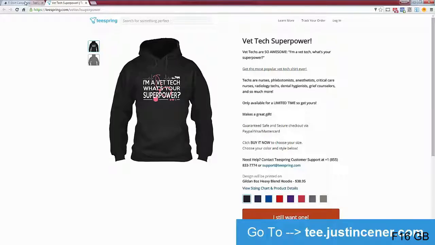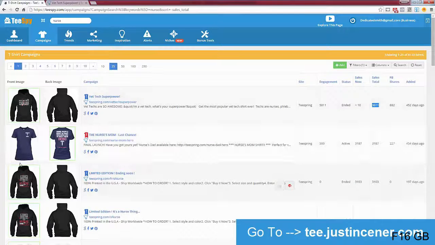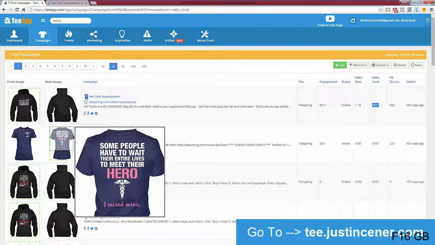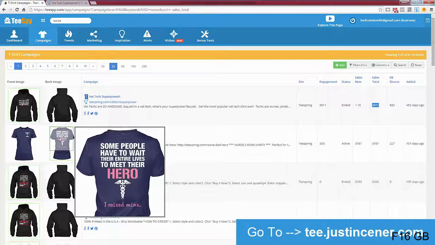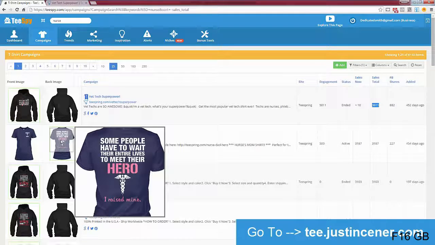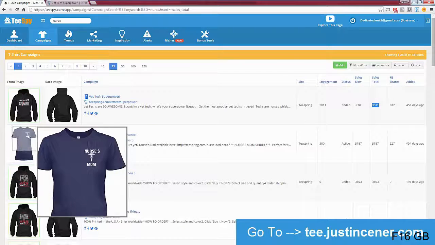And this is just one shirt, right? You're going to find tons and tons and tons of inspiration. So let's just look at other ones, right? Here's a big example of applying one popular saying that says 3,000 shirts sold. I know that this is not the original of this saying. Some people have to wait their entire lives to meet their hero. I raised mine. So it could definitely be someone like a nurse's mom. So here's a great shirt to sell in the nurse niche for sure. And obviously you could also see this would work for nurse dad, nurse grandma, nurse grandpa, nurse husband, nurse wife, right? So lots of variations.